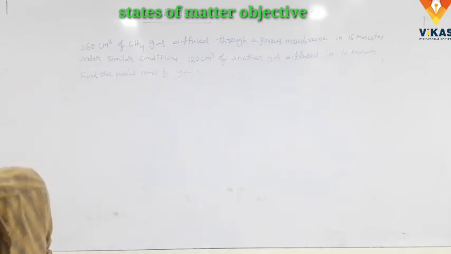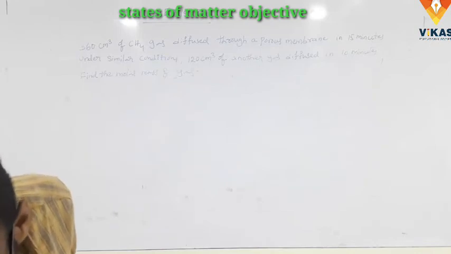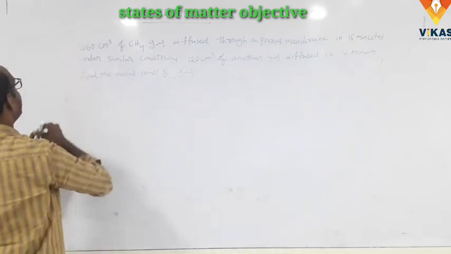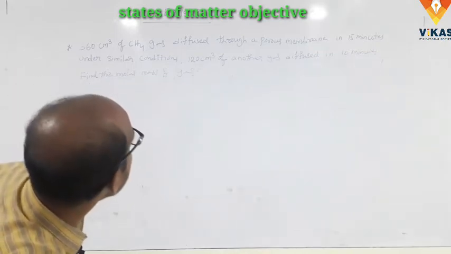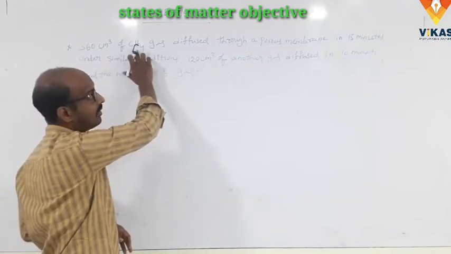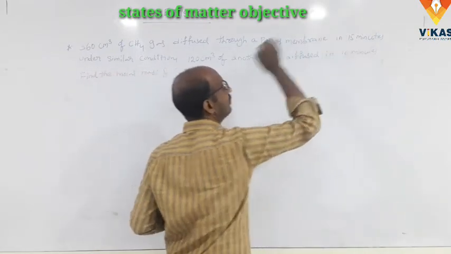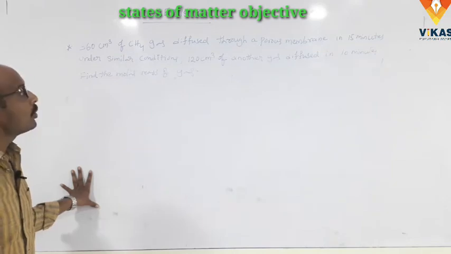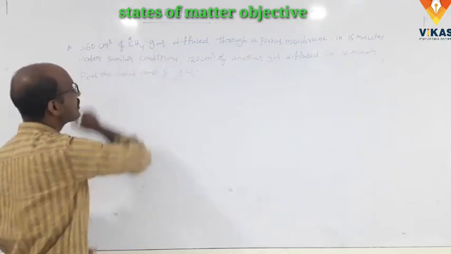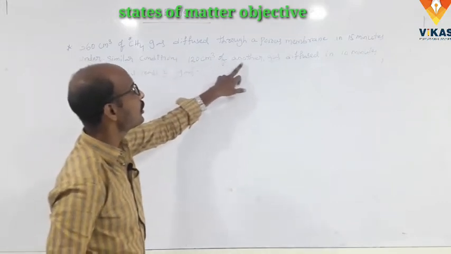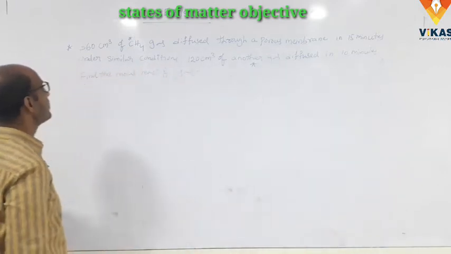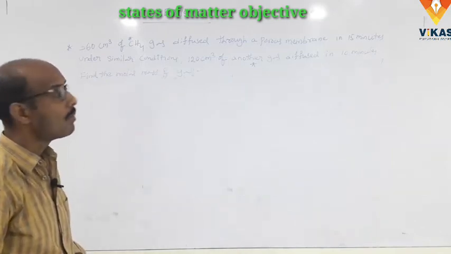Okay. So look at the question carefully. 360 centimeter cube of CH4 gas diffused through a porous membrane in 15 minutes. What is he saying? This CH4 gas diffusion takes place in 15 minutes. Here the CH4 gas is given. But look at the second one: under similar conditions, 123 centimeter cube of another gas. He is not telling us what that gas is. Another gas diffused in 10 minutes. Find the molar mass of the gas.